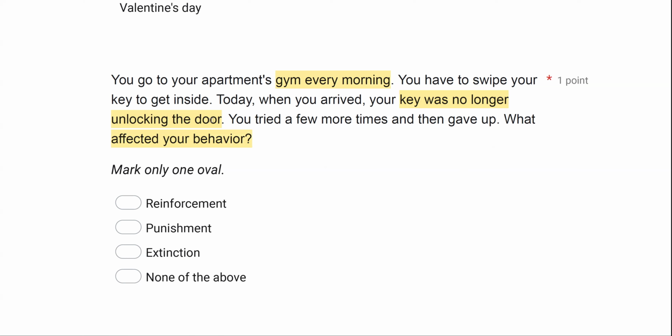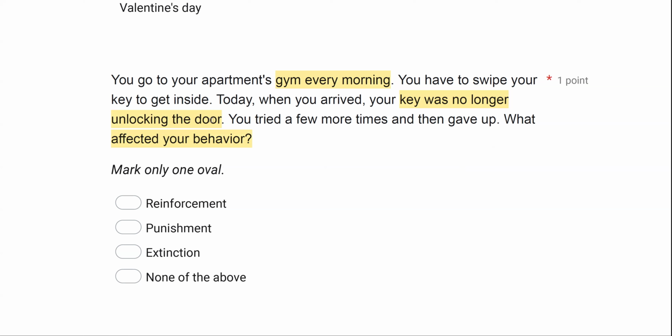If you are conditioned or used to swiping your key to get inside, what's going to happen when your key no longer unlocks that door? Well, you might get a little frustrated. You might try to swipe the key more frequently or with more force or more magnitude, and your behavior is going to temporarily change. And what we call that is an extinction burst.